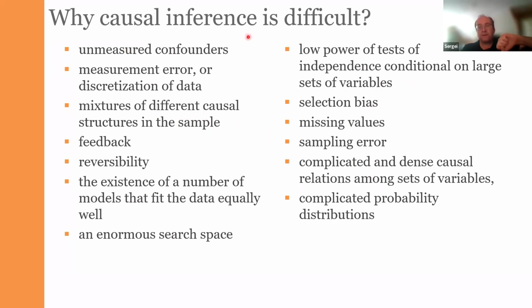The problem is that if we can run the experiment, we should always run an experiment. Experiment is the ultimate answer to causal problems. But we cannot always run an experiment. That's why we need to do that.